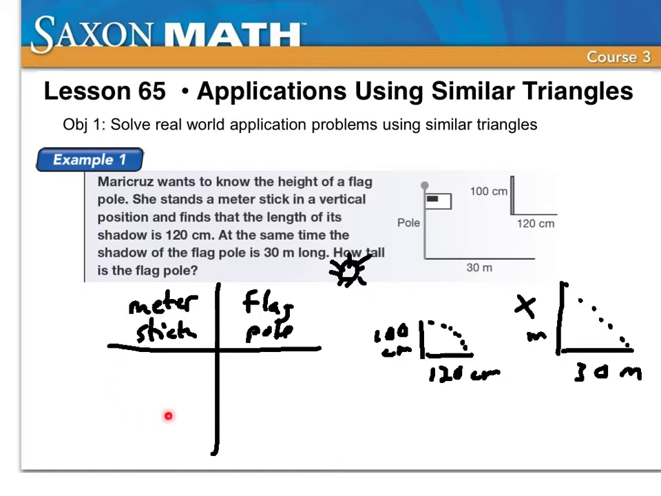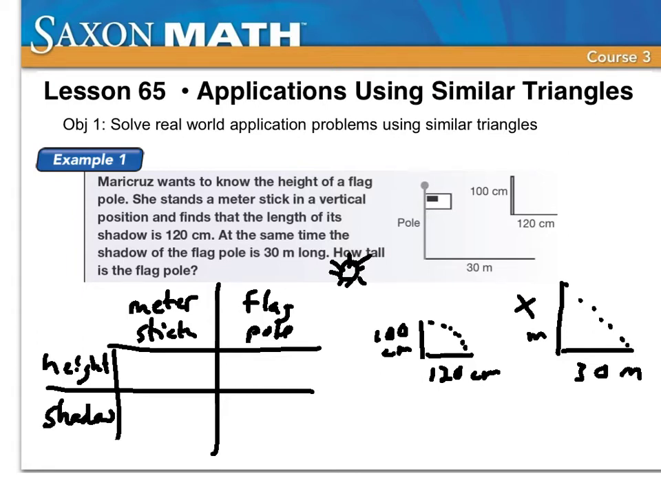And for the meter stick, we're looking at two things. We're looking at the height of the meter stick and the length of its shadow. And same thing for the flagpole. We're looking at the height and the length of its shadow. So we're going to also compare the height of each object and the shadow of each object.